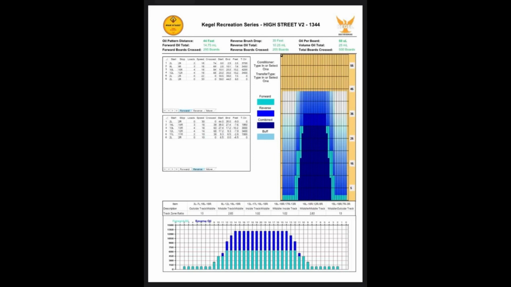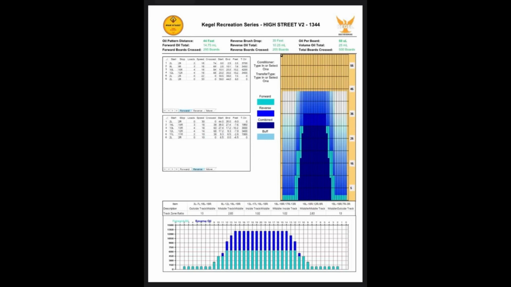Also on this sheet, you'll find the forward oil total. That is 14.75 milliliters. And the reverse oil total is 10.25 milliliters. And what that means is the forward oil is what the machine's applying when it is going forward down the lane. And the reverse oil is what it's applying when it's coming back to the foul line.